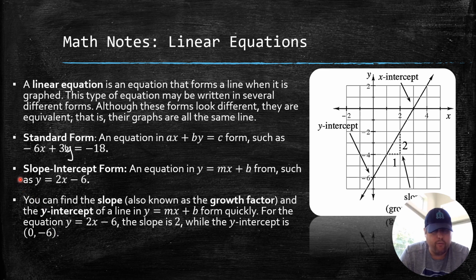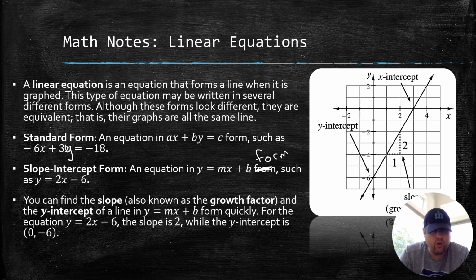The second form, which we're mostly used to, is called slope-intercept form. That's an equation in y equals mx plus b form. I keep making some typos here, so that's just a form, such as y equals 2x minus 6. And we can find the slope, known as a growth factor, and the y-intercept of a line very quickly in y equals mx plus b form.